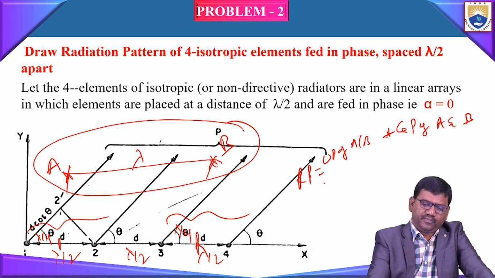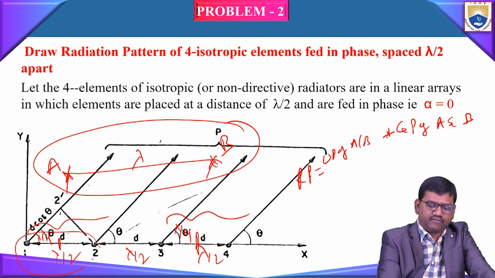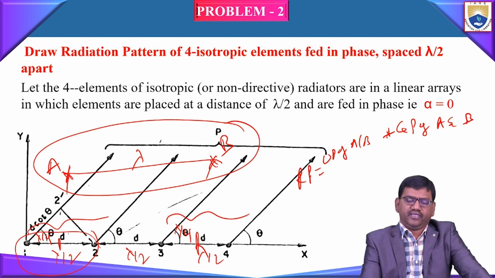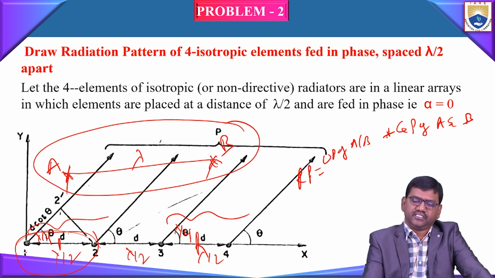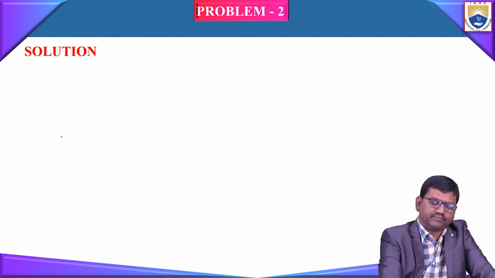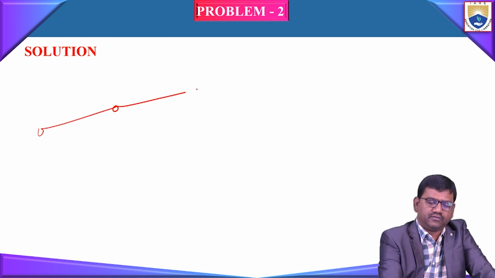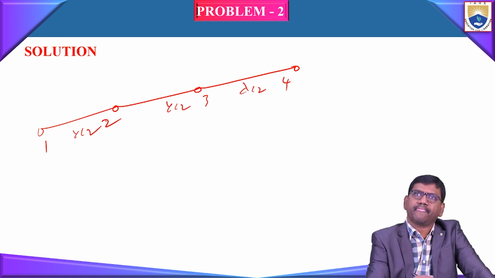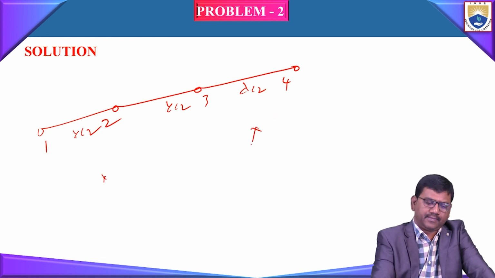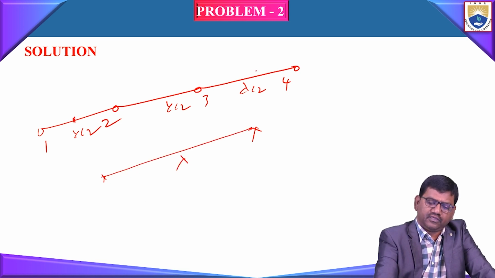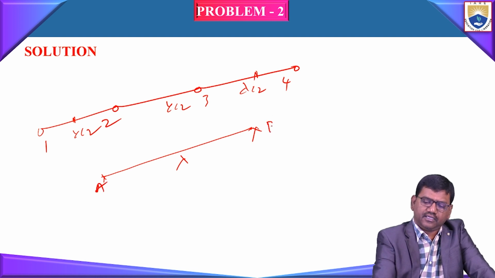So the unit pattern of A or B, what is the unit pattern of A? The unit pattern of A is nothing but the resultant pattern of 1 and 2 here. You can see here 1, 2, 3 and 4. This is lambda by 2, this is lambda by 2 and this is lambda by 2. So we are going to combine these 2 elements as one element, these 2 elements as one element here. And here the total distance is lambda here. So this is the center, lambda by 4. This is A and this is B.